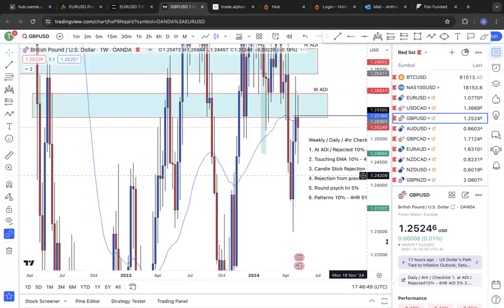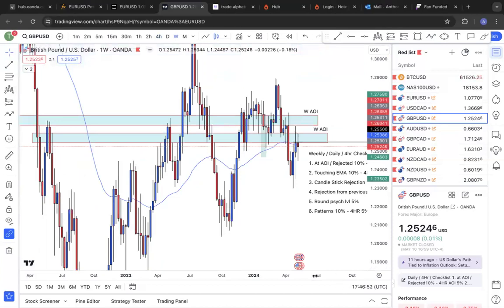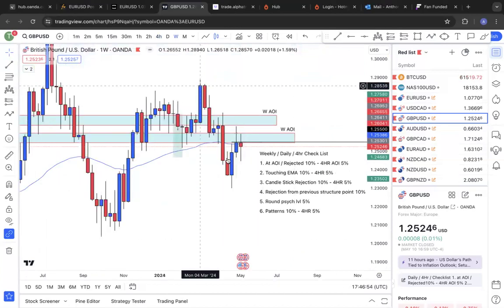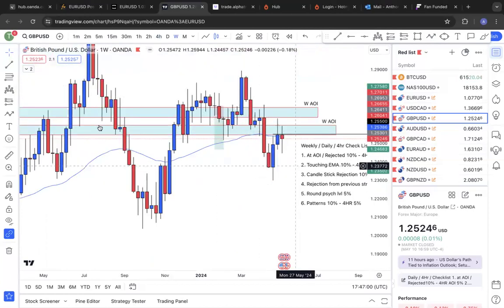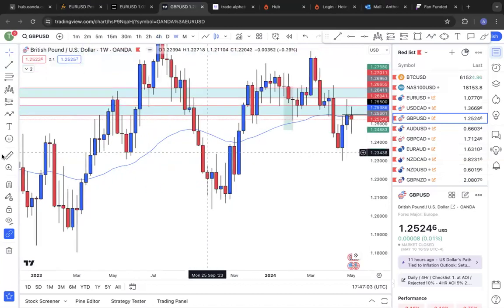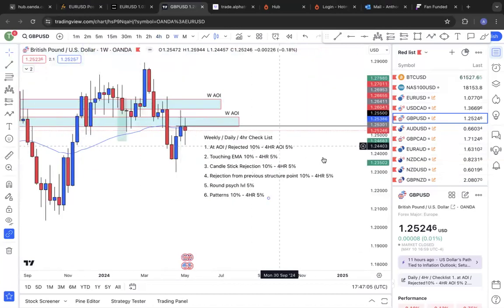So now to go back to our weekly chart here. Higher high, higher low. We find our areas of interest. Boom, boom, boom. There's 3 touches right there. All right. What's next? Are we touching and rejecting the EMA? We're rejecting the EMA on a doji candle here. Candlestick rejection. That looks like a rejection to me.